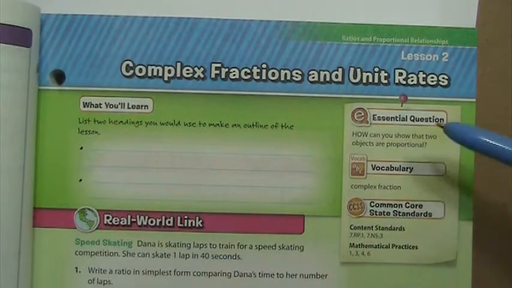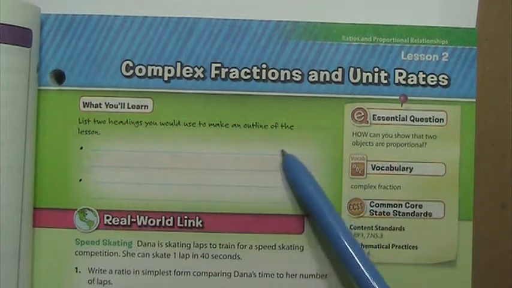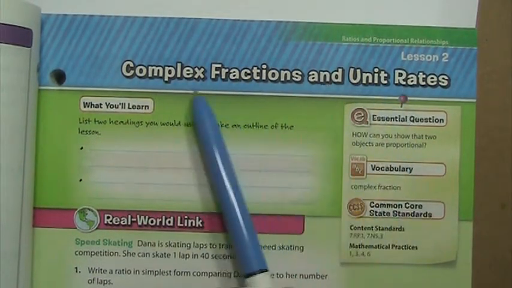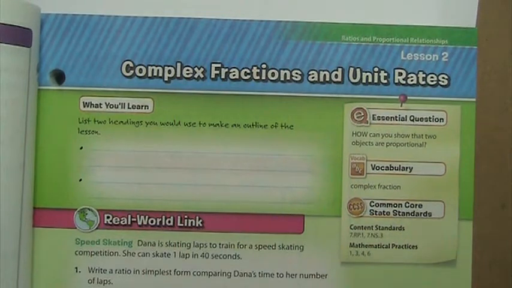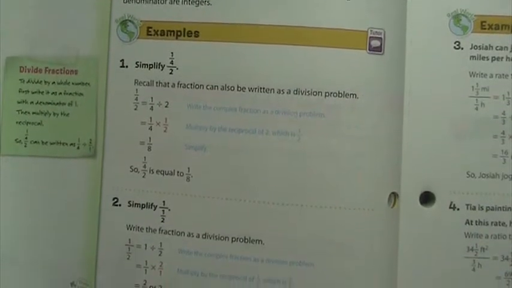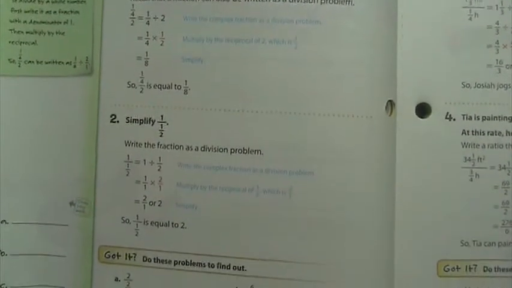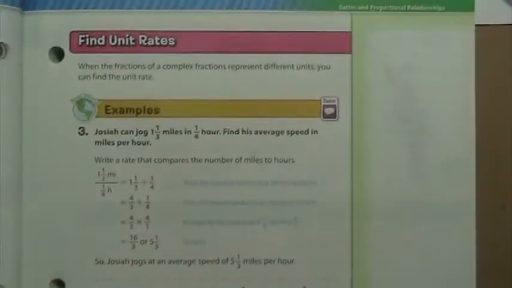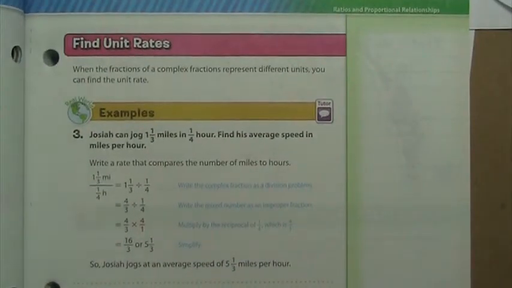And even though we may not have our workbook out or be using that right now, this is what we're doing. Complex fractions and unit rates. Complex fractions is what we're going to talk about. And you can see where they deal with it in here. These are the type of problems that we'll be dealing with. And so this is all in your textbook. And for example, here's one right here.